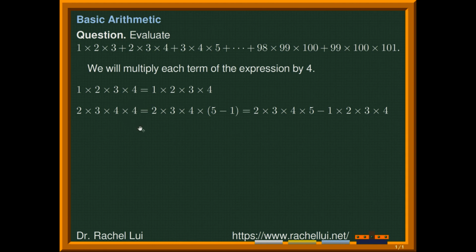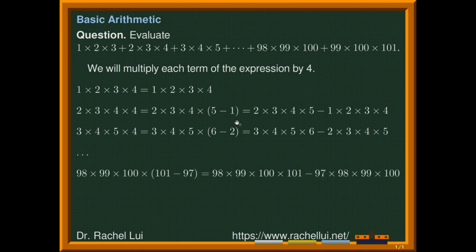And then we change the 4 to 5 minus 1. Then we will have 2 times 3 times 4 times 5 minus 1 times 2 times 3 times 4 by the distributive law. So here we can see that if at the end we want to add things up, these two terms will be cancelled out. And for the next term, 3 times 4 times 5, I will also multiply it by 4. So we know that we need a 6 as well as a 2. Then we will change the 4 to 6 minus 2. By the distributive law, we have 3 times 4 times 5 times 6 minus 2 times 3 times 4 times 5. And we can see that these two terms, when they add up, will cancel out.